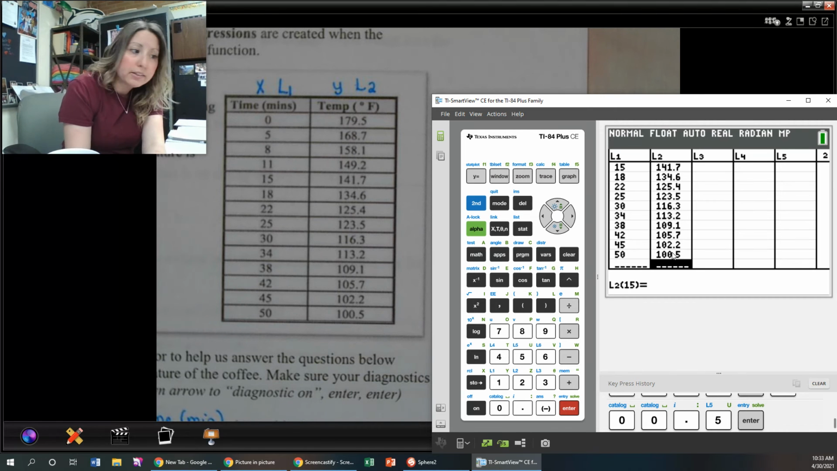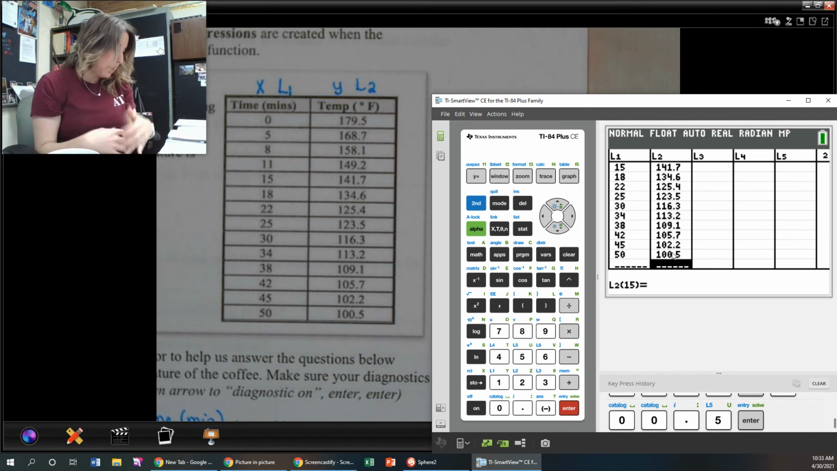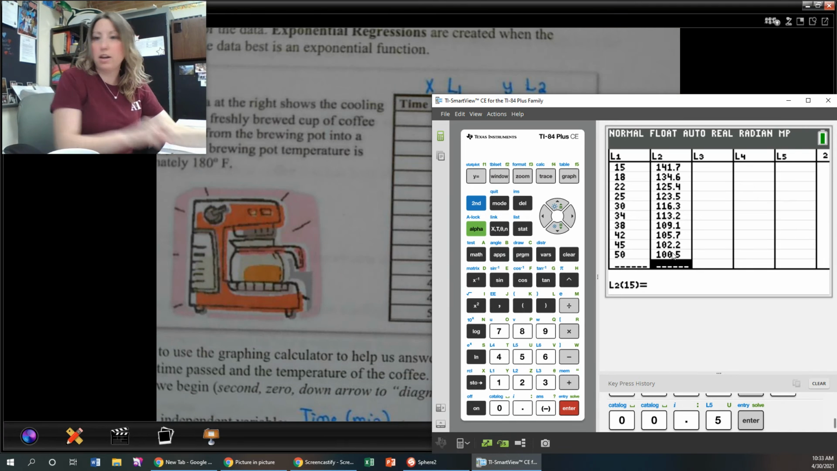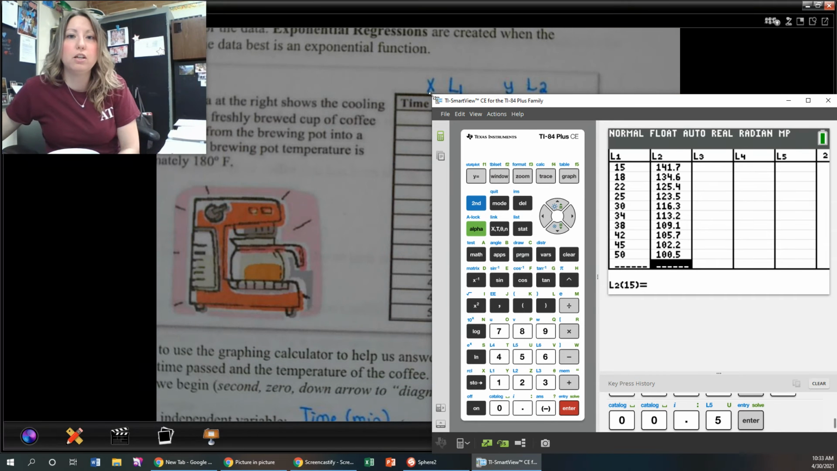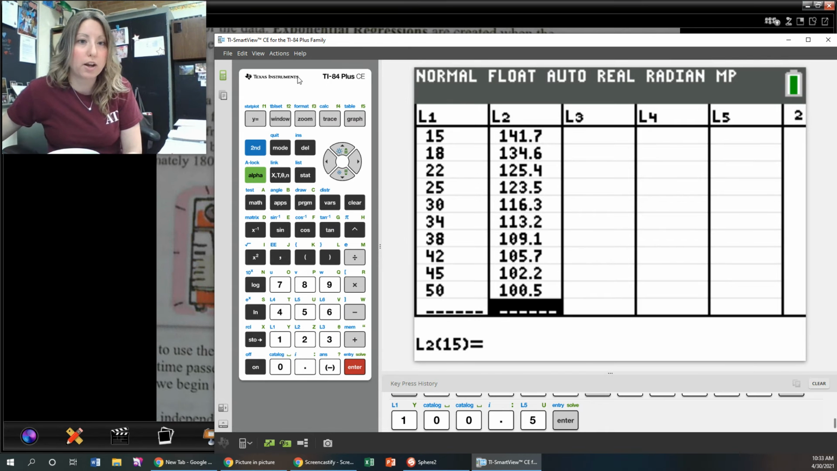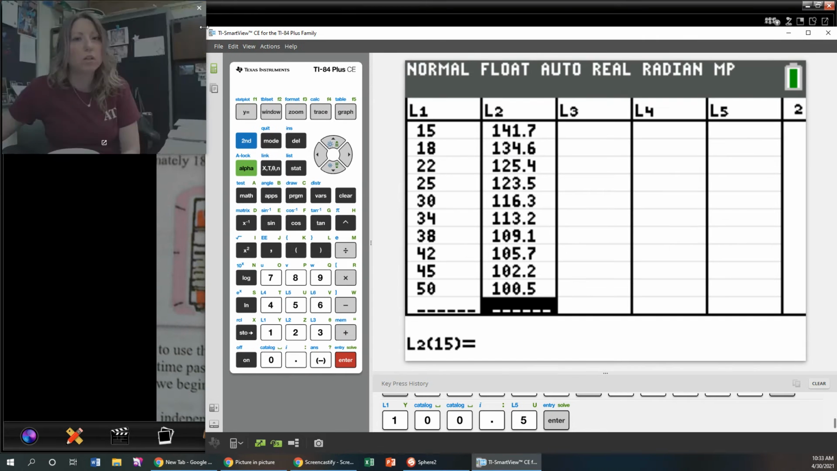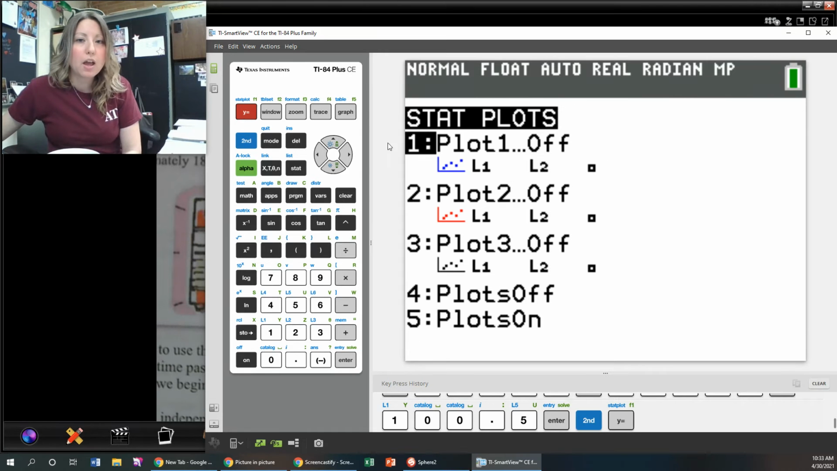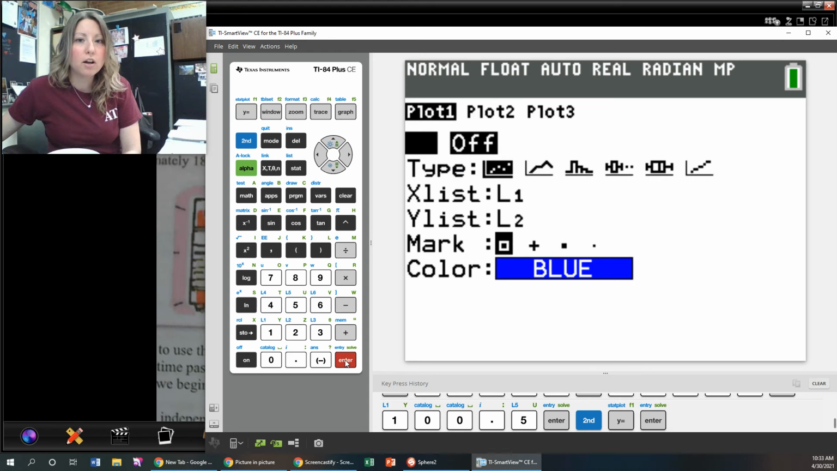Now that we've got all that done, let's actually make a scatter plot on our graphing calculator. I'm going to make my graphing calculator even bigger for the time being so we can really see what's going on. Let's press second and Y equals. This takes us to our stat plots page. Press enter and enter again to turn plot 1 on.